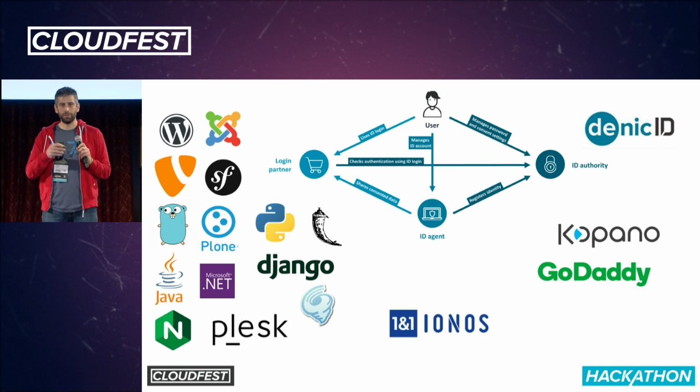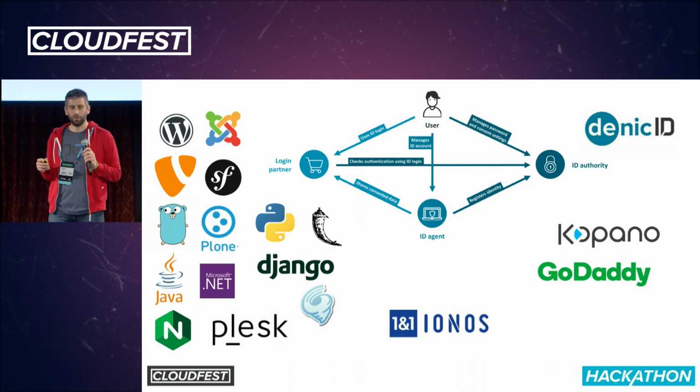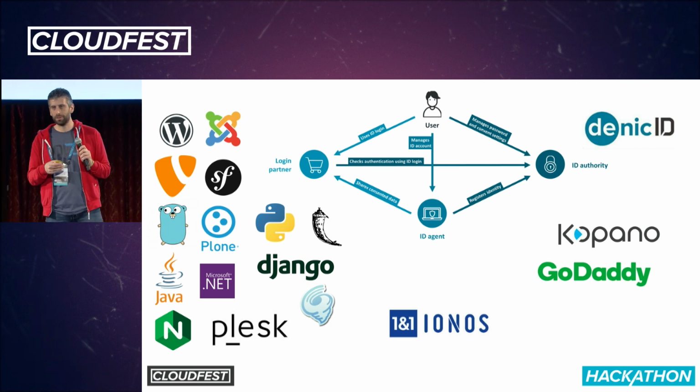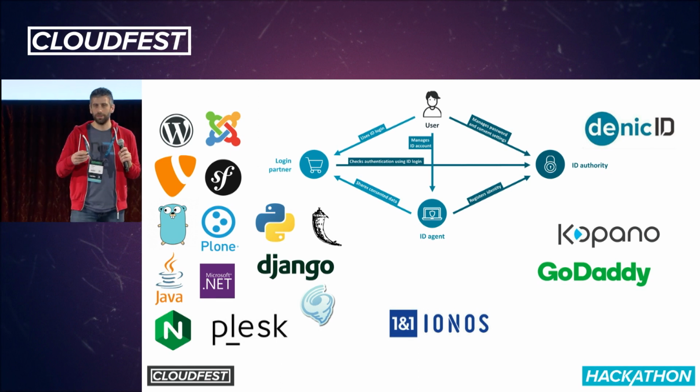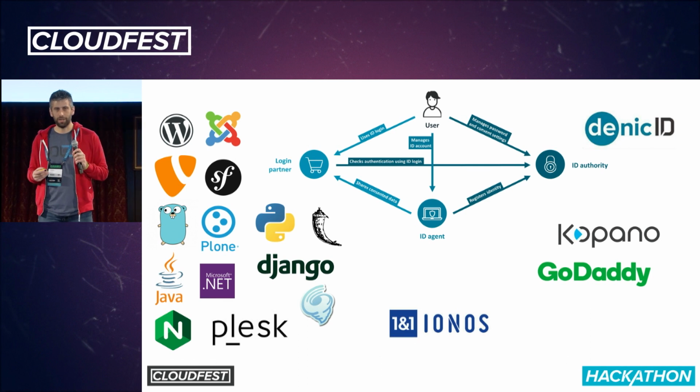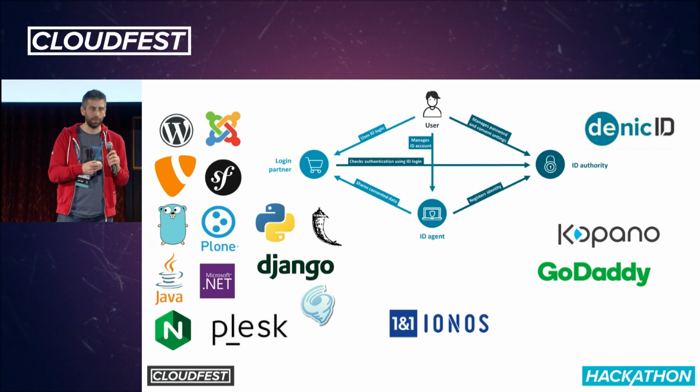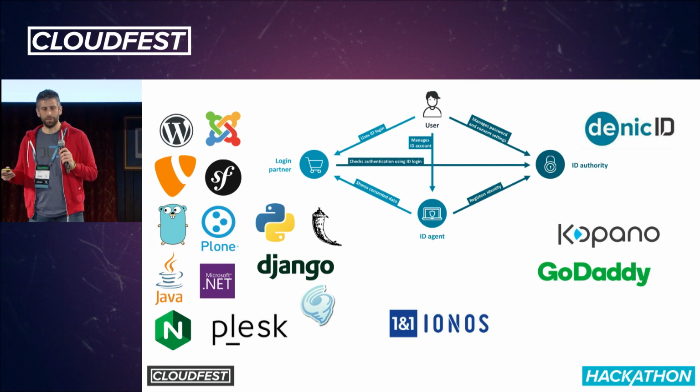The ID for me ecosystem consists of a few roles. The role of login partner, which is basically offering this login button, and the other parties, which are on the other side, issuing the federated identities.